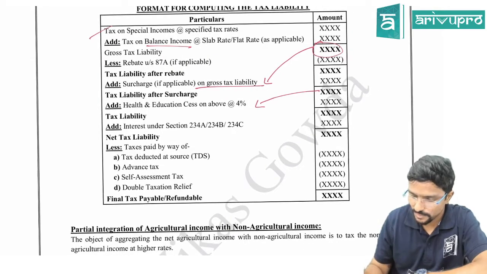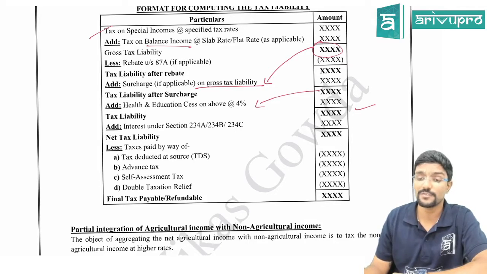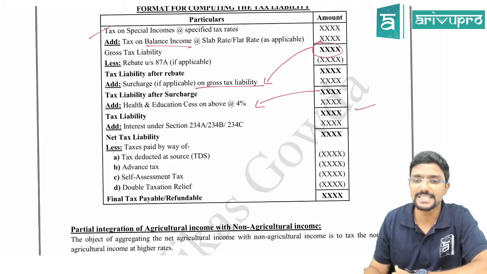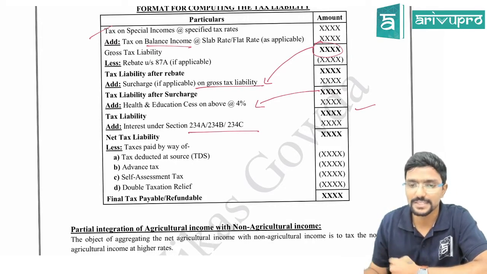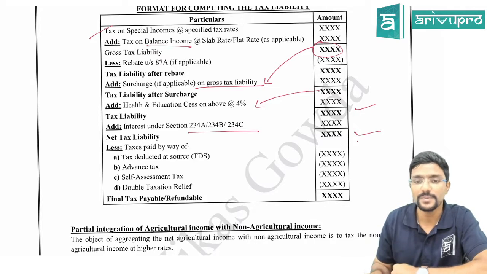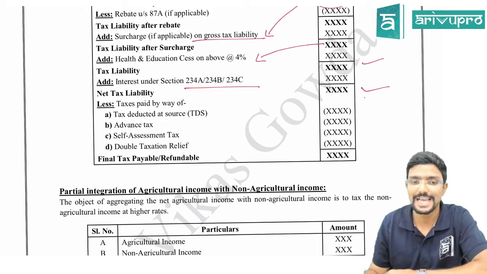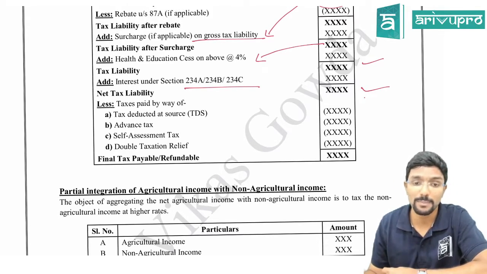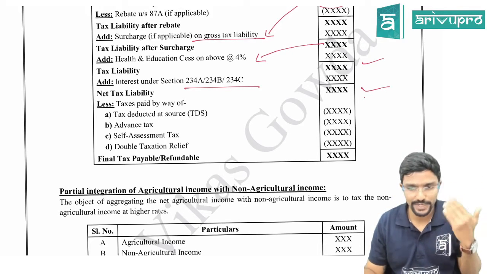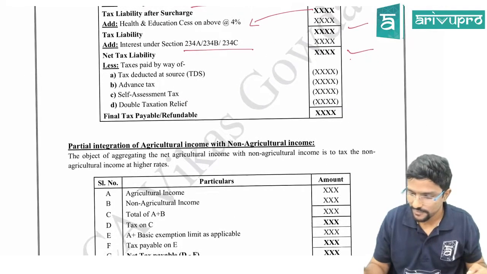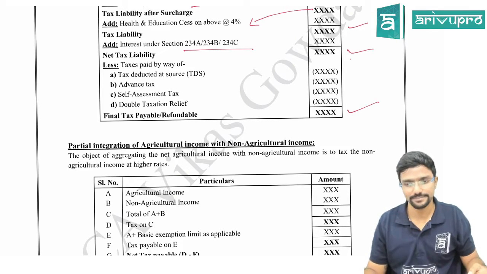Now I am supposed to pay this much to the government in the form of tax. But if I have not paid advance tax on time, or if I have not filed my returns on time, they will charge some interest under section 234ABC. So I have to add that. If I have delayed something, then I will get net tax liability. From this, if I have already paid any tax to the government in the form of TDS, advance tax, self-assessment tax, or if I am getting double taxation relief for some income which is already taxed in some other country, you can reduce all this. The final amount, if it is positive, you have to pay it to the government. If it is negative, you will get a refund of that.